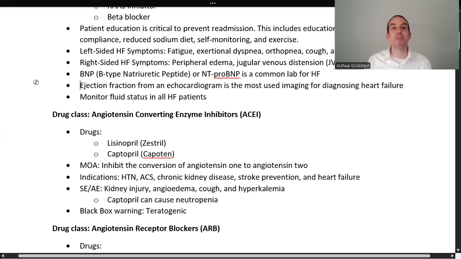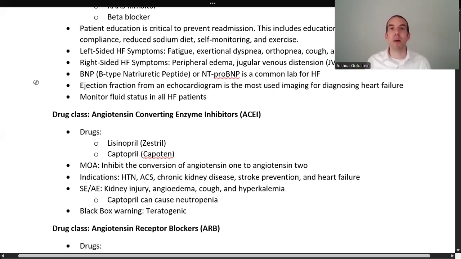Obviously, we want that number to be as high as possible. 55 to 70 is the range, so we want them to be in there, but it's possible for patients to work their way even up above that if they're really athletic and their cardiovascular system is in really good shape. Finally, any patient who's in heart failure must be monitored for fluid status.